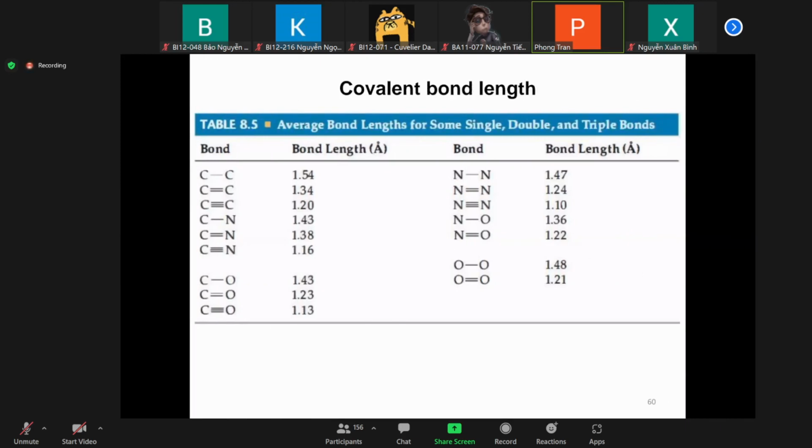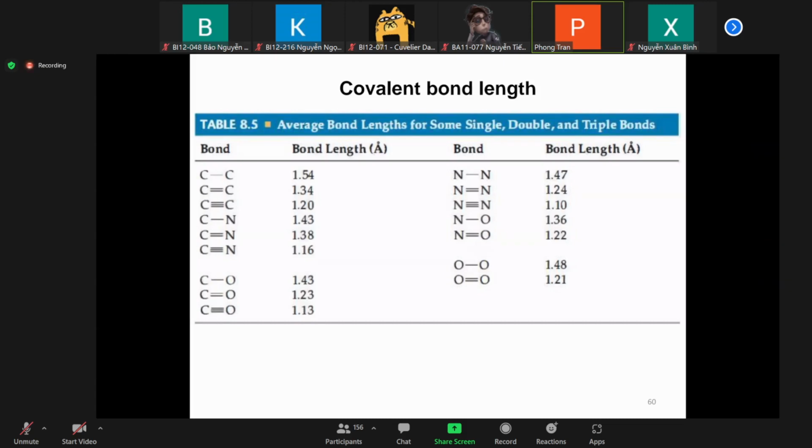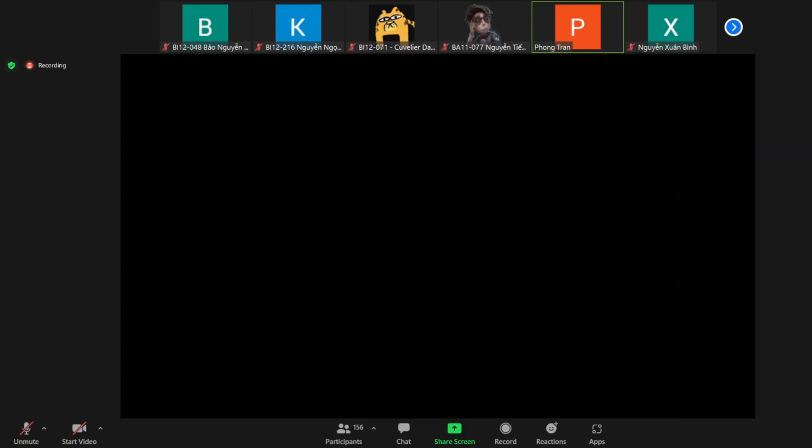So here is a table to show you how the bond length evolves when you move from the single bond to the double bond. With the same chain, the single bond is longer than the double bond, and so on. So it's quite easy to understand, no need to focus more.